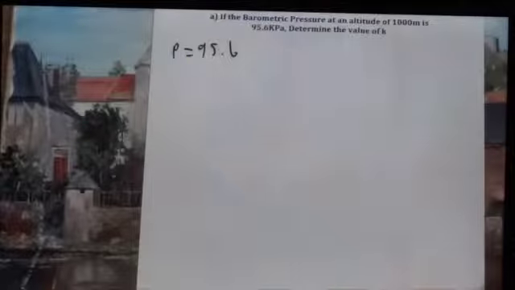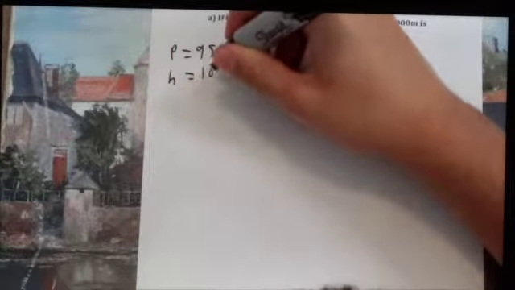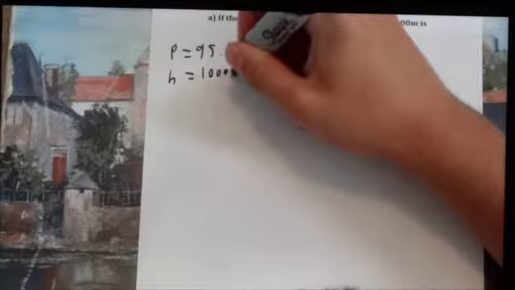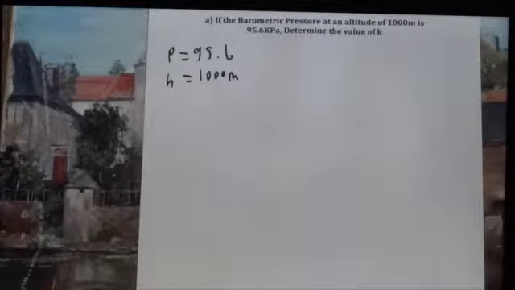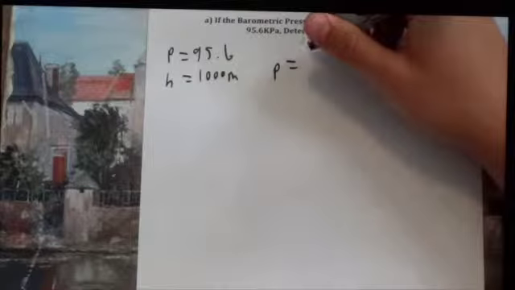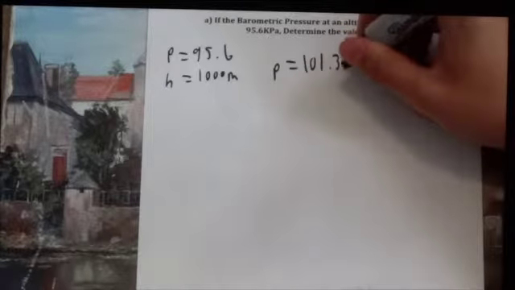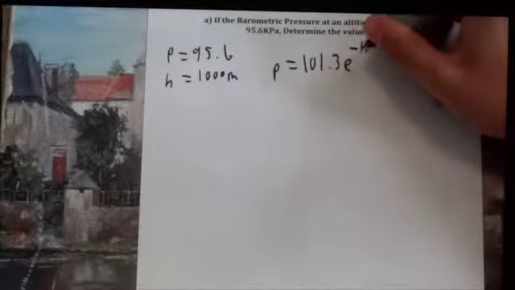We know P, or pressure, is equal to 95.6 kilopascals. We also know that h is equal to 1,000 meters. So now that we have these values, all we have to do is plug it into our equation. So we know our equation is P is equal to 101.3 e to the exponent negative kh.